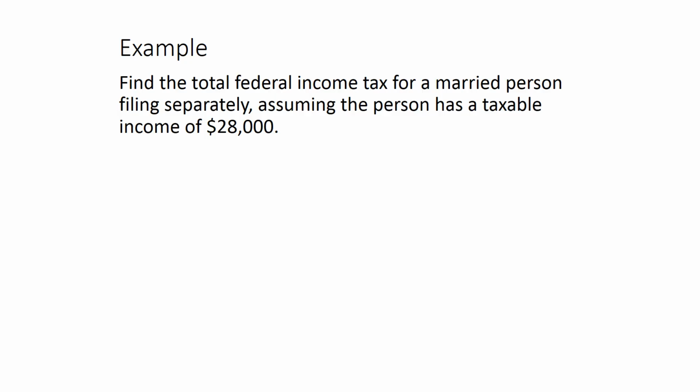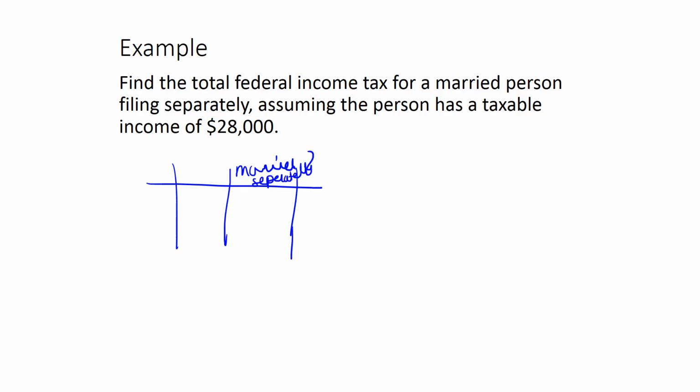Find the total income tax for a married person filing separately, assuming that the person has a taxable income of $28,000. Okay, so it doesn't say anything about children, actually it doesn't even mention anything about exemptions here, so we don't need to worry about that. So we're going to look in our chart, married person filing separately, which is the second column. Unfortunately, I can't go back to that slide. But this second column was married filing separately.